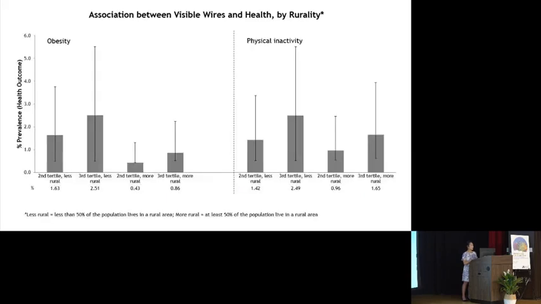We also looked at analyses stratified by rurality. Here it was a really simple measure, and there are different measures of rurality, but here, at the county level, it's the percent of people who live in a rural area, and we just dichotomized it, less than 50 versus more than 50. We're finding that adverse associations with visible wires are stronger in urban areas than in rural areas.